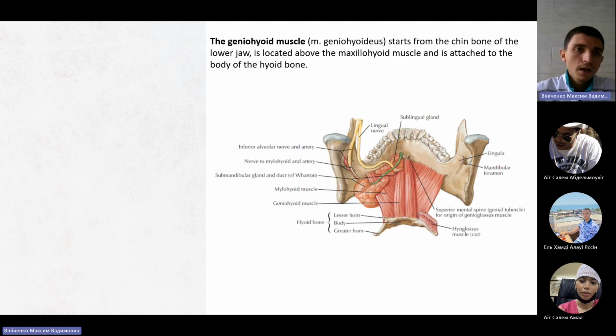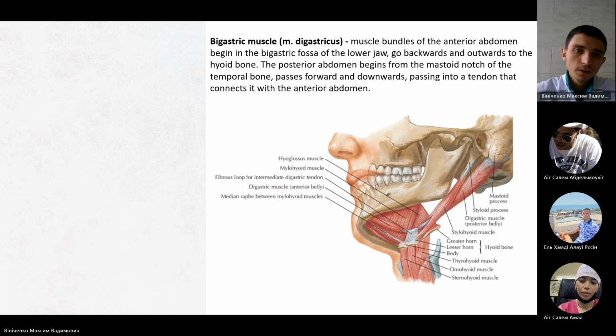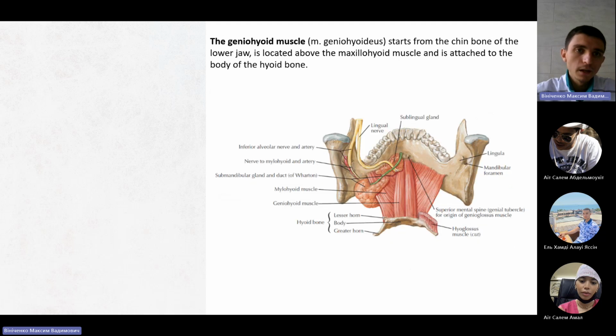So it's very simple. The geniohyoid muscle, musculus geniohyoideus, starts from the chin spine of the lower jaw. There's the chin spine. It is located above the mylohyoid. So here is the large mylohyoid muscle, and the geniohyoid muscle lies above that muscle. It is attached to the body of the hyoid bone. So here is the hyoid bone. But on this picture we don't see that geniohyoid muscle. We could see it only on this picture.